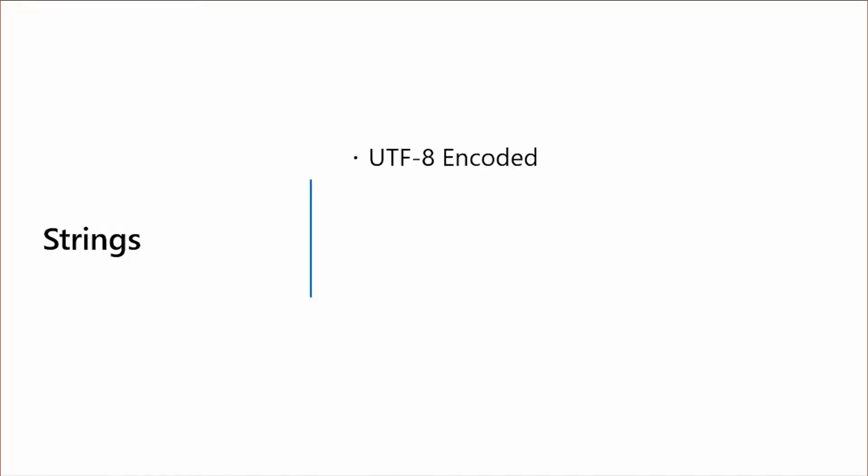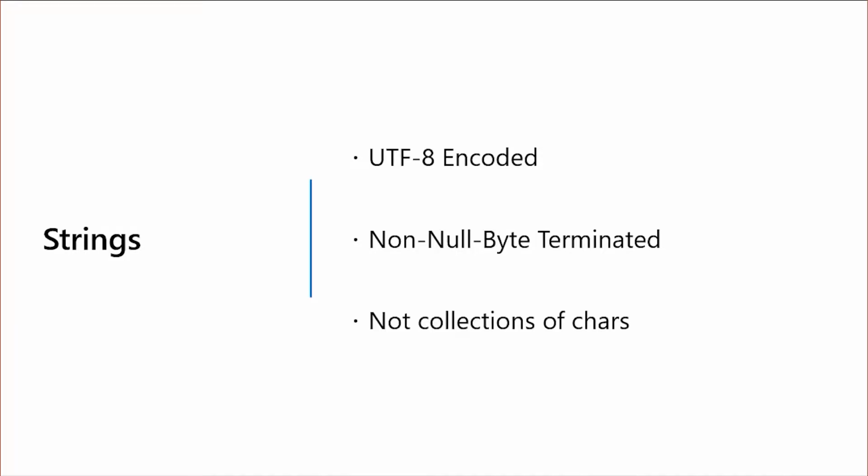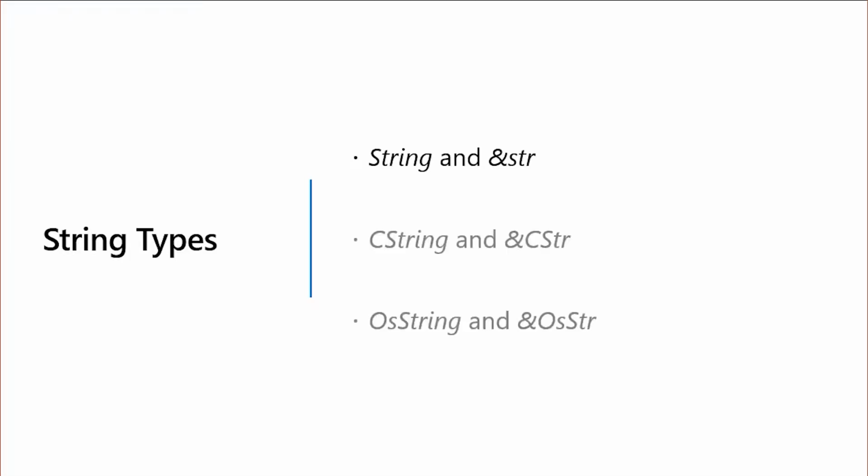Well, first, Rust's string type is always valid UTF-8. And unlike in some languages like C, Rust strings are not null byte terminated. Likewise, Rust strings are not simply collections of character values. In fact, there's not just one string type in Rust. Rust actually has multiple string types. Luckily, normal string usage comes down to just two of these types, but keep in mind that Rust has other string types for certain special situations.